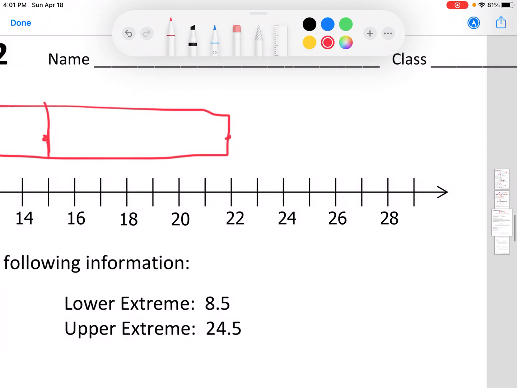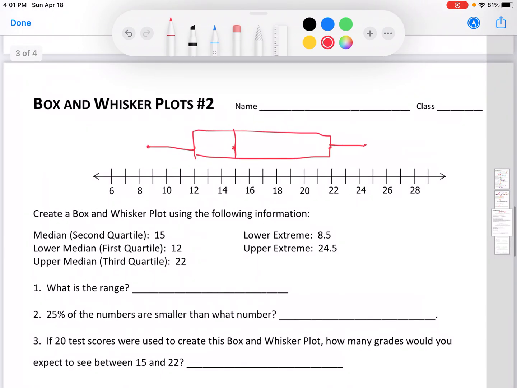And my upper extreme is 24.5. So they want us to tell what's the range. So for the range, I have to subtract my upper and lower extreme, or my minimum and maximum. So I'm subtracting those two numbers, 24.5 minus 8.5. I get 16.